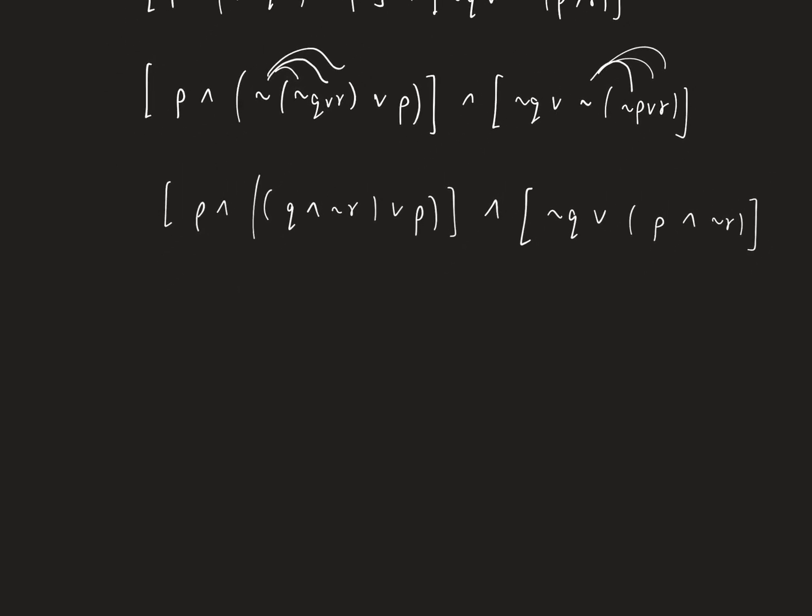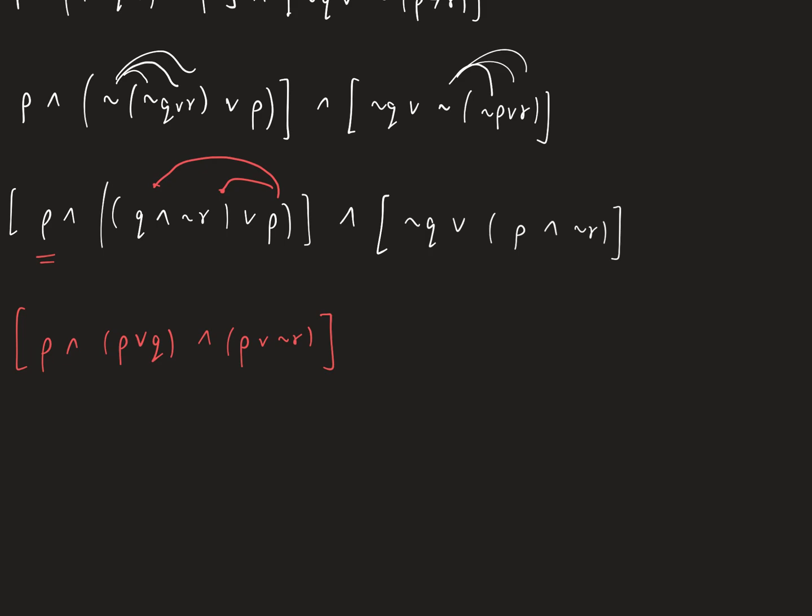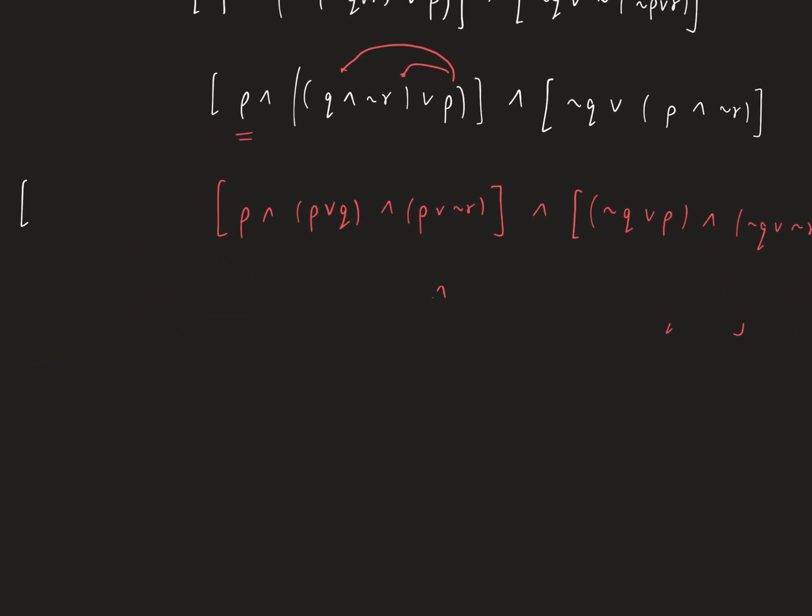So let's break down every group. So P and, this one goes in, this one goes in, so it's gonna be P or Q, and P or not R. So this one here is the first group, and the second group here is not Q or P and not Q or not R. So let's have a look at the first group. So the result of the first group is P.